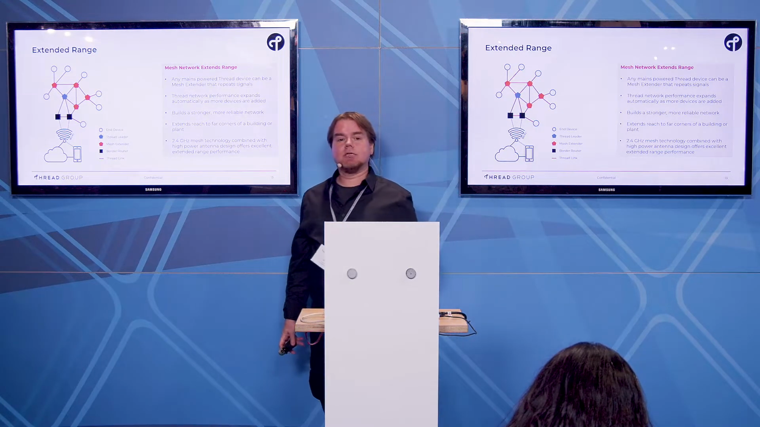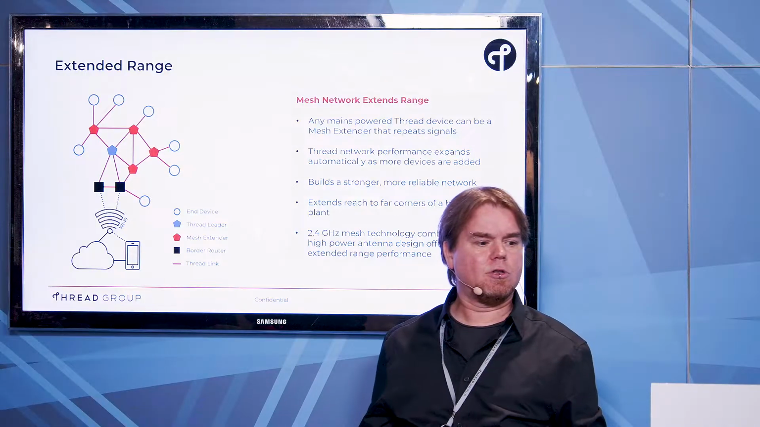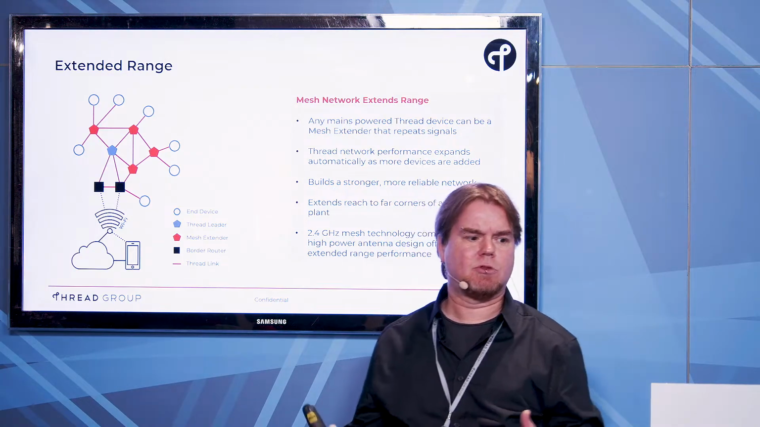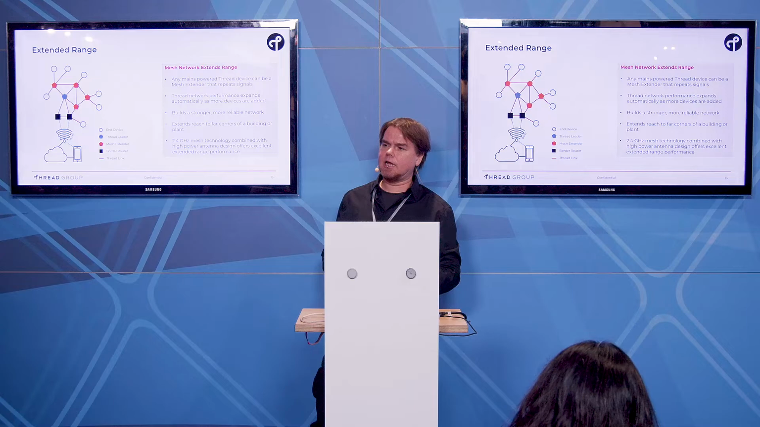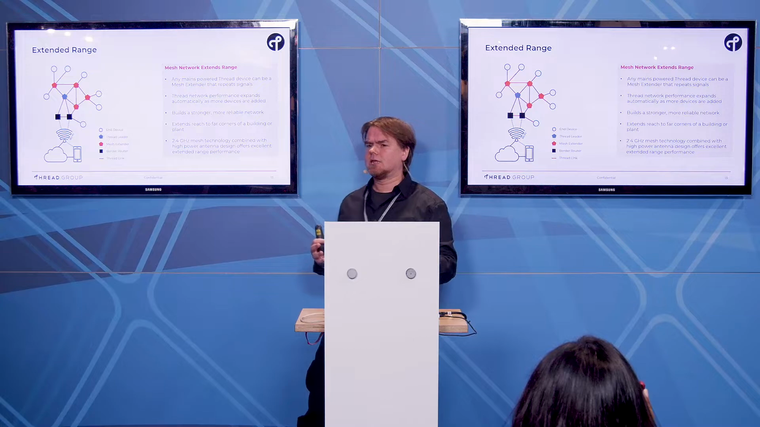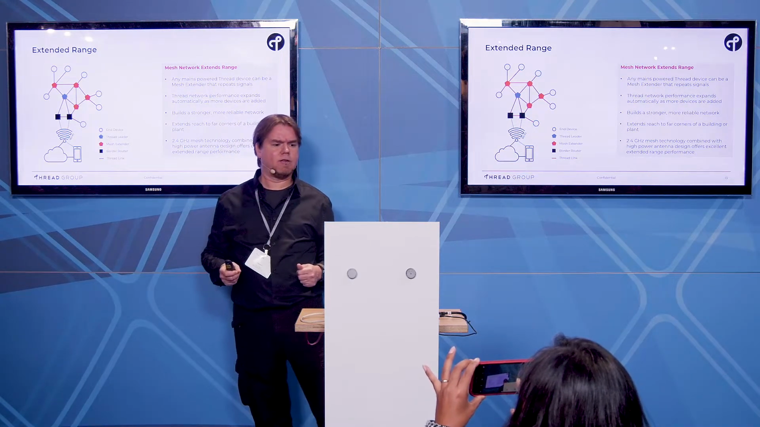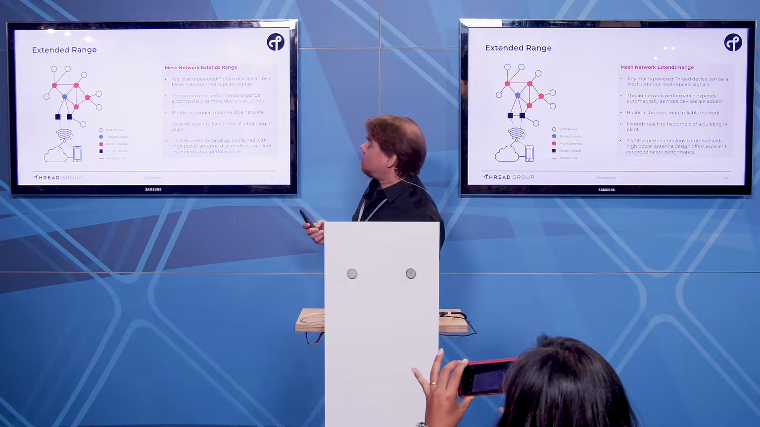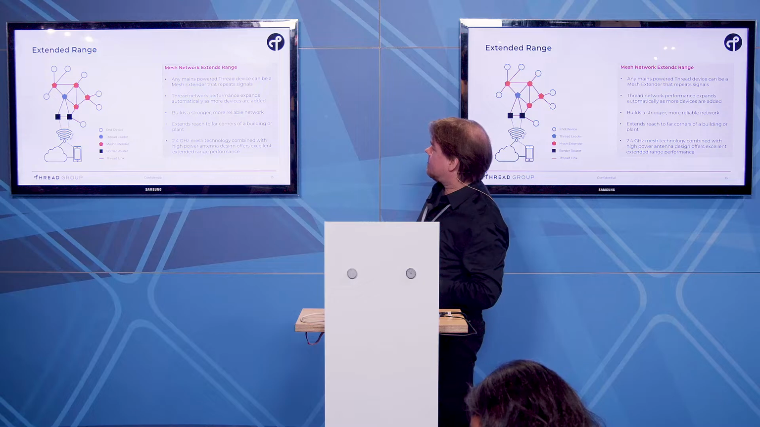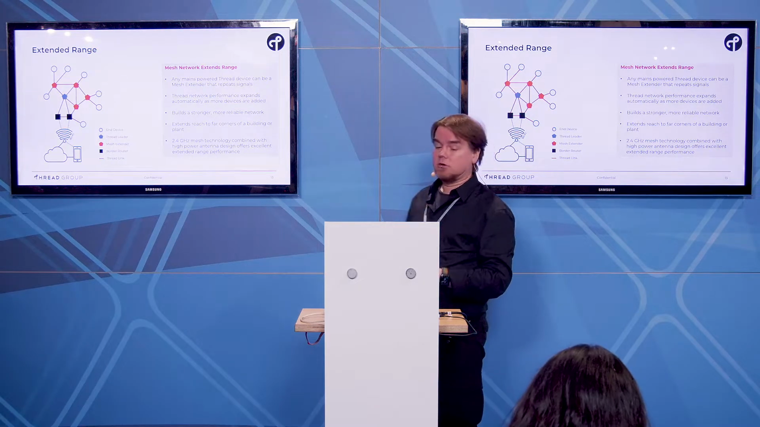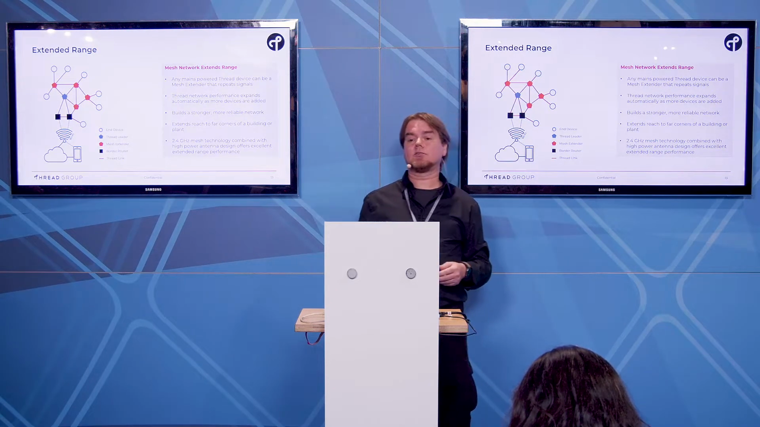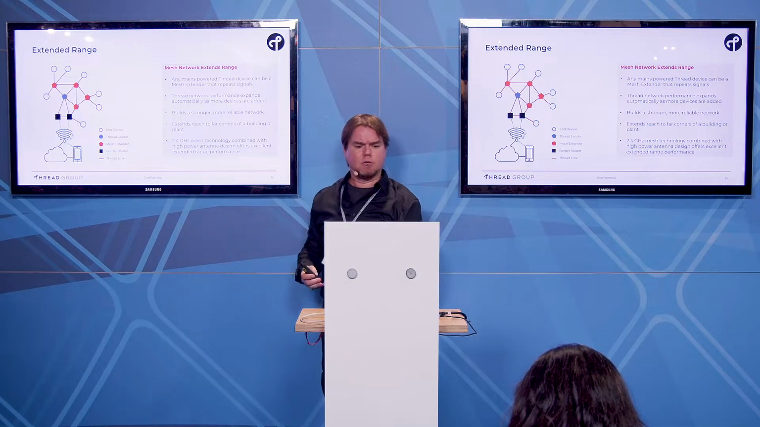And mesh network technology is, of course, very important for extending the range that you can have in an office building or a factory plant or something like that. The more devices you add to the network, the wider the range becomes. That is maybe contrary to other technologies that might become more unstable the more devices you add to the network. Any mains-powered device can perform the mesh role, and it builds a stronger, more reliable network, reaching all the corners of your building. And if you use specific high-power antenna designs, you can even reach further ranges of a network.